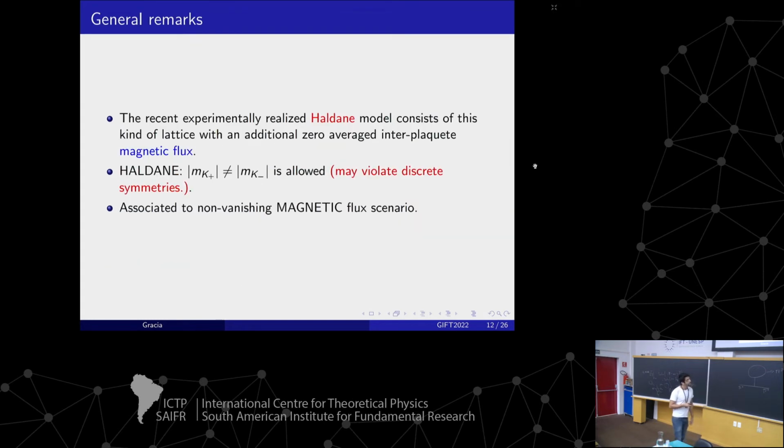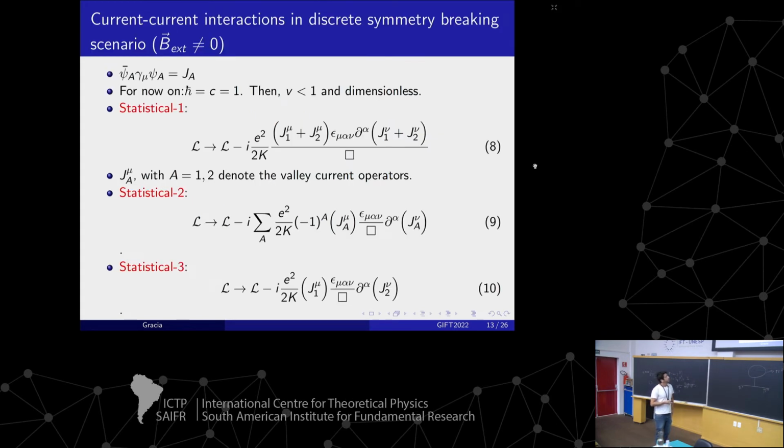Okay, now I will talk about the specific content of my talk. I will use natural units, then this valley velocity is smaller than 1, since the light velocity is our upper bound.